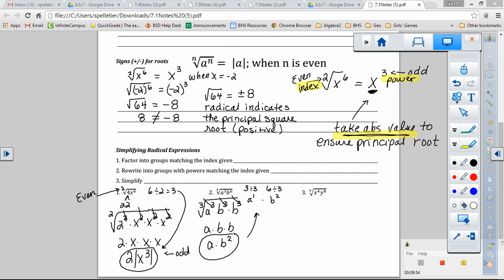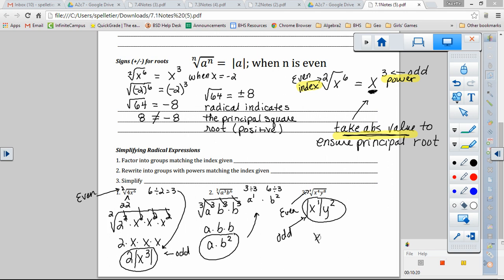The third example, again, if we use the division, 4 divided by 4 is 1, so x to the 1st, and 8 divided by 4 is 2, y squared. The index was even, and x came out as an odd power. So even and odd means I need to do absolute value. Notice I only did it around the term that had the odd exponent. So there's your answer: the absolute value of x, times y squared.